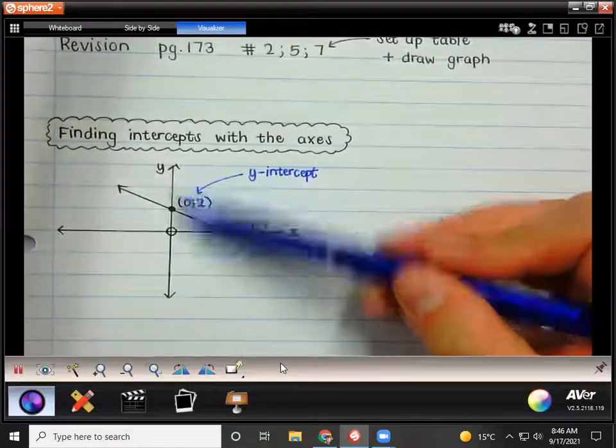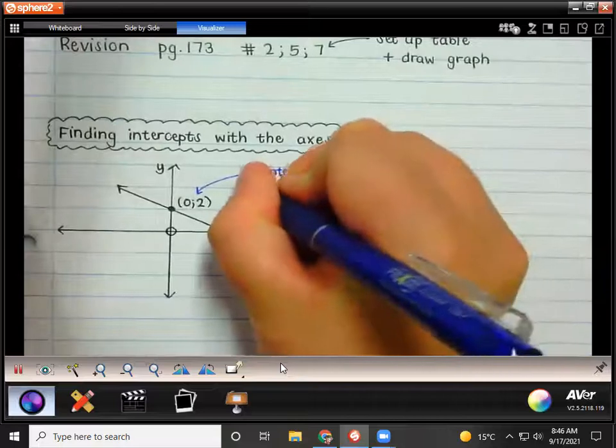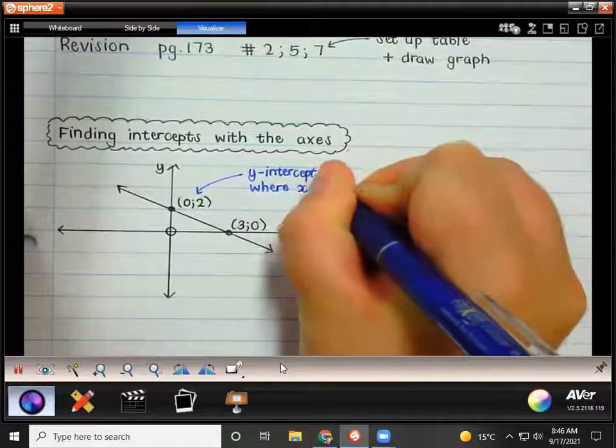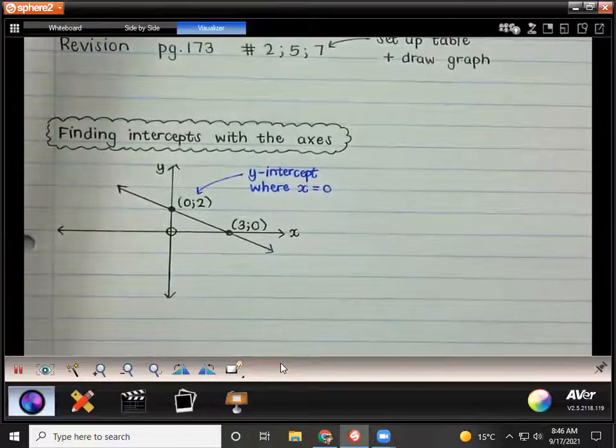Do you guys see that? All right, so that is why your y-intercept will always have an x value of 0. So just write there where x is equal to 0. Okay, that will always happen, guys. Your y-intercept will always have an x value of 0.